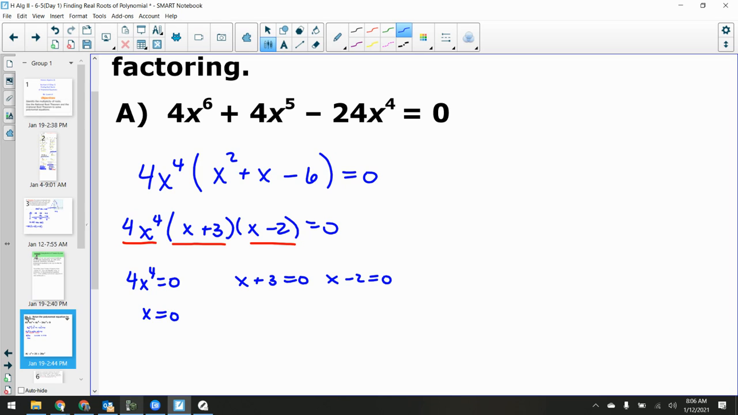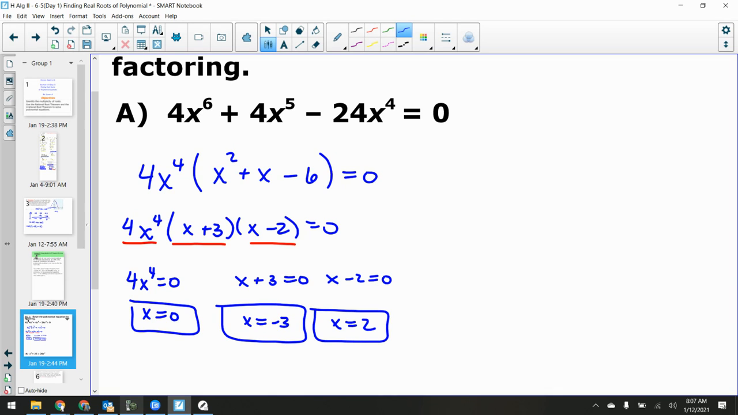Which makes sense because any variable GCF that you pull out is going to give you a 0 root. It will run through the origin. Okay, and now we just take a look at our 2 other ones. x equals negative 3, and subtracting the 2, x equals positive 2. So these are the 3 roots of this equation.